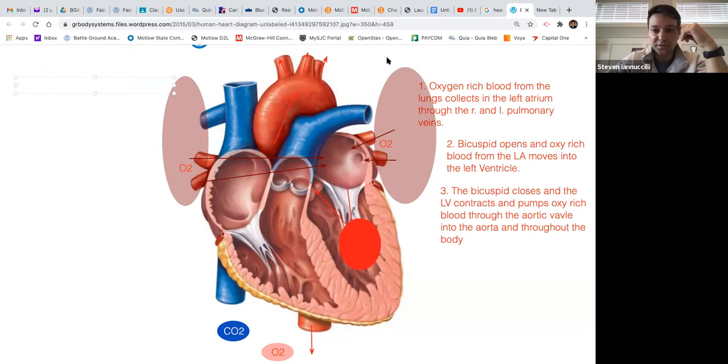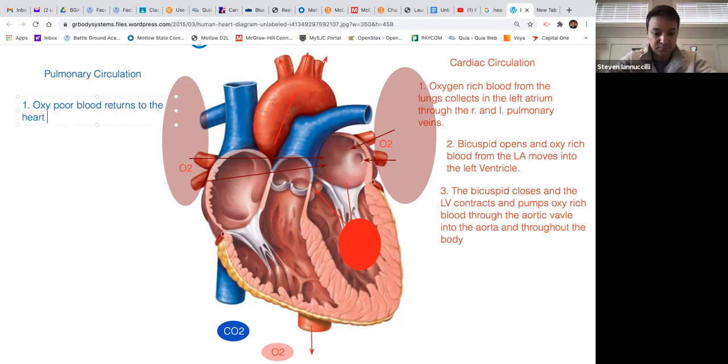And step number one of pulmonary circulation, remember this is pulmonary, let's label that. So this was cardiac circulation. We're going to do pulmonary circulation on this side. So this is pulmonary circulation. Okay. Step number one of pulmonary circulation is oxygen poor blood returns to the heart through the superior and inferior vena cava and collects in the right atrium.